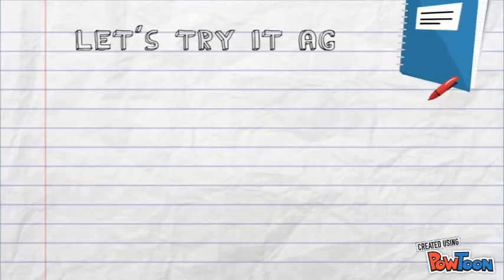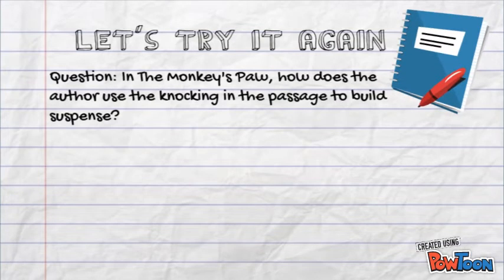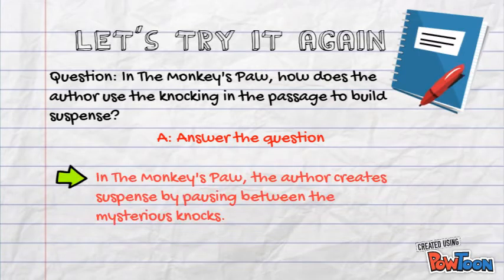Let's look at one more example before we try it on our own. This time we're going to use an example from the short story The Monkey's Paw, which some of you may have read. Here's the question. In The Monkey's Paw, how does the author use the knocking in the passage to build suspense? Answer. In The Monkey's Paw, the author creates suspense by pausing between the mysterious knocks.